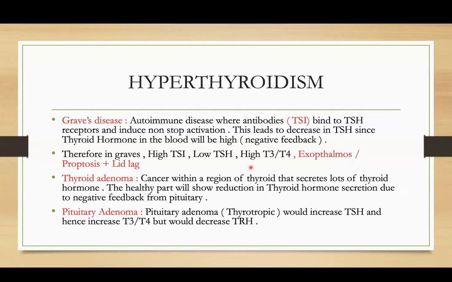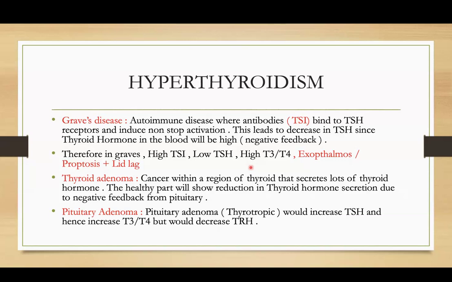So the first one is the most important one, which is Graves' disease. So we have an autoimmune disease. This is an autoimmune disease that causes there to be an antibody called a TSI, which is a thyroid stimulating immunoglobulin, right? So these thyroid stimulating immunoglobulins bind to the TSH receptors. So they mimic TSH and induce nonstop activation. So TSH obviously causes activation of the thyroid follicles to release T3 and T4. And TSI does the same thing. It binds to them nonstop. It does not stop. And it basically induces activation all the time.